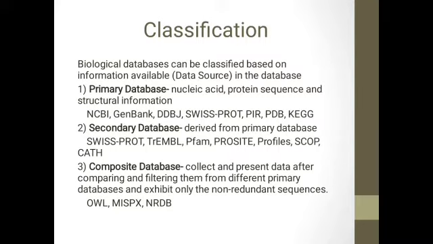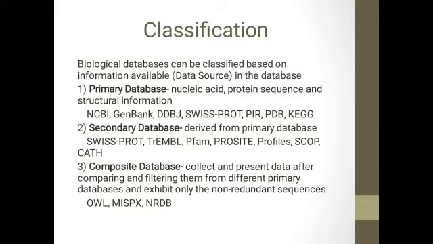Let's discuss the classification of the data. We classify the biological data on different bases. Firstly, we classify the biological data on the basis of the data source, which are divided into three: primary database, secondary database, and composed database. Primary database is the nucleic acid, protein sequence and structure information, with examples GenBank, NCBI, DDBJ, Swiss-Prot, PIR, PDB, or KEGG.